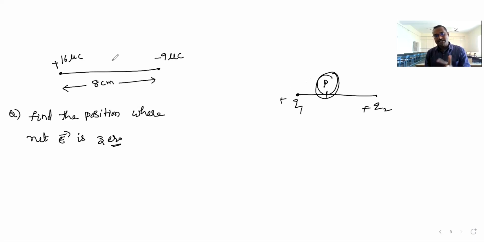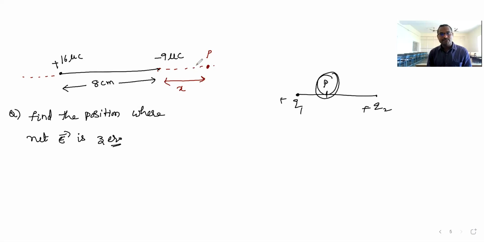But when the charges are opposite, one positive and another negative, the null point, similar to the force, will be outside, as you know. Are you getting, students? Which side? Whether it is nearer to 16 microcoulomb or 9 microcoulomb, it will be nearer to the less magnitude charge, which is 9. So let us consider a point P here, at a distance of x.